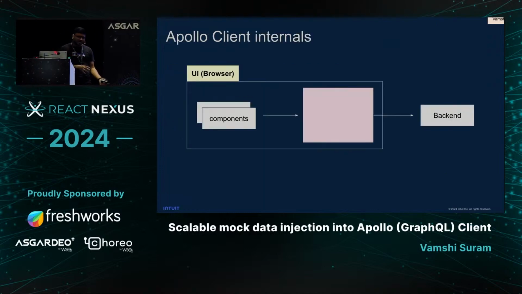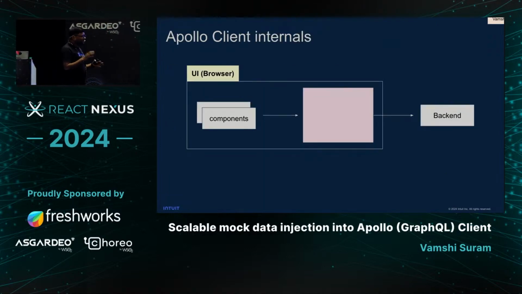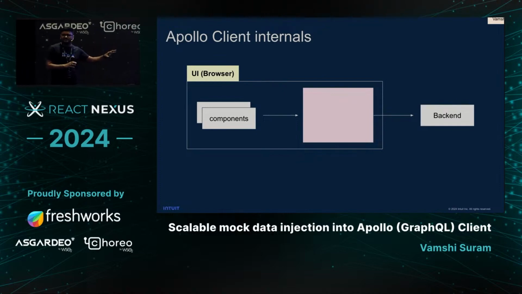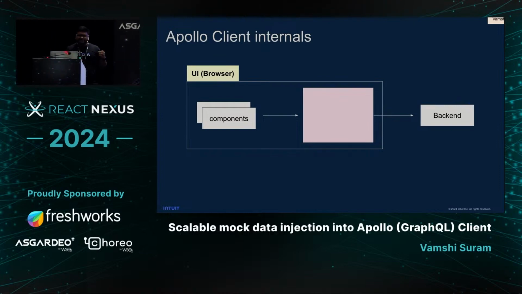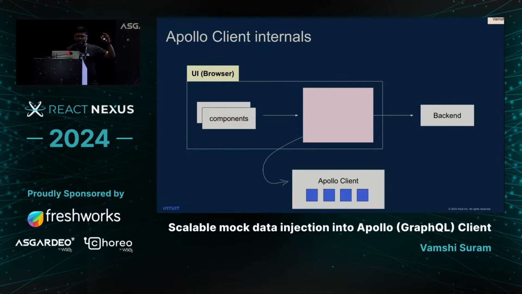So to do that, we have seen that Apollo client is the one getting the data. Now let's see what happens inside that Apollo client. So this is like a magical box getting the data. What is this Apollo client? What does it look like?